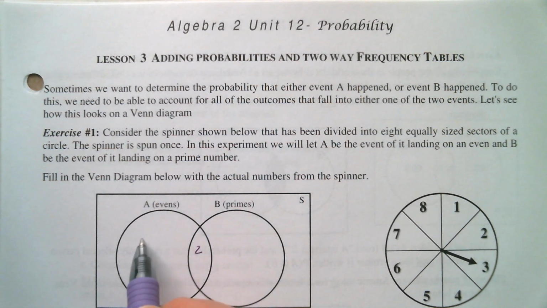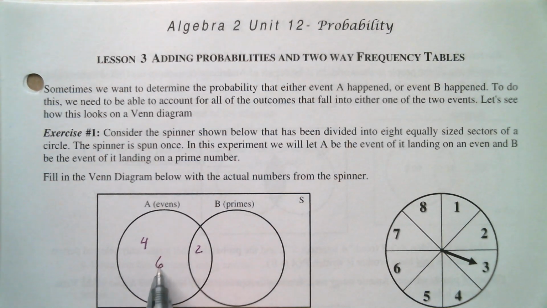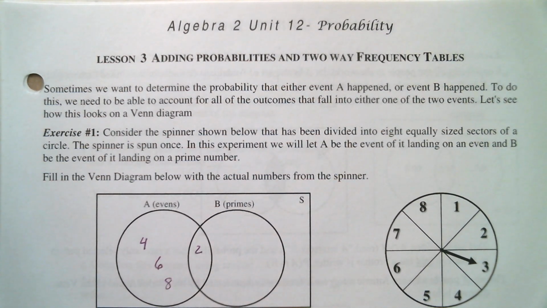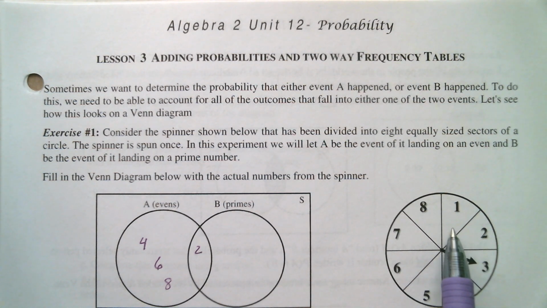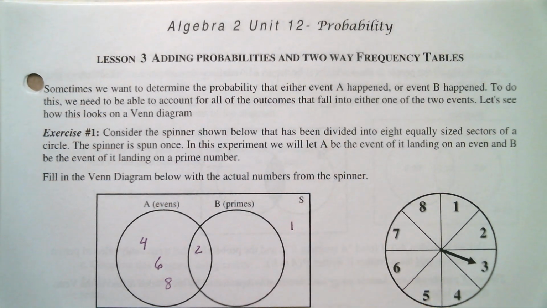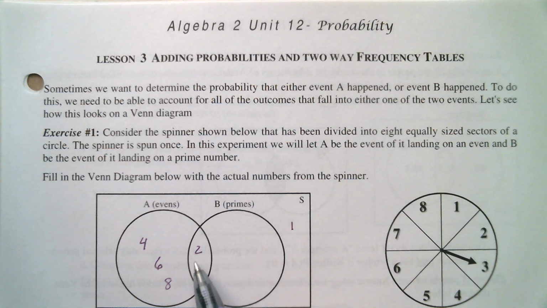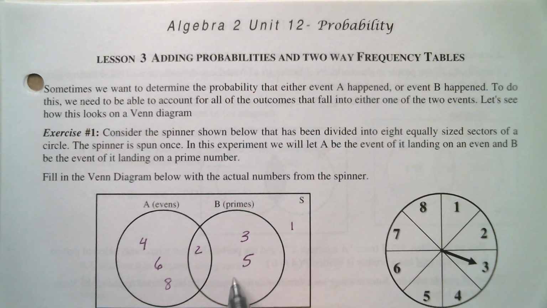4 is even, but it's not prime. 6 is even, but it is not prime. And 8 is even, but not prime. And then prime numbers, well, 1 is not prime, so that goes outside. 2 is prime, but we have it there already. 3 is prime, but not even. 4 is not prime. 5 is prime, but not even. 6 is not prime. 7 is prime, but not even. And 8 is not prime.